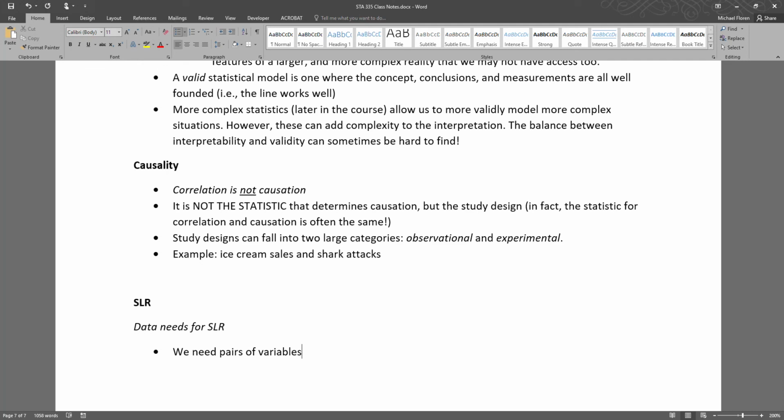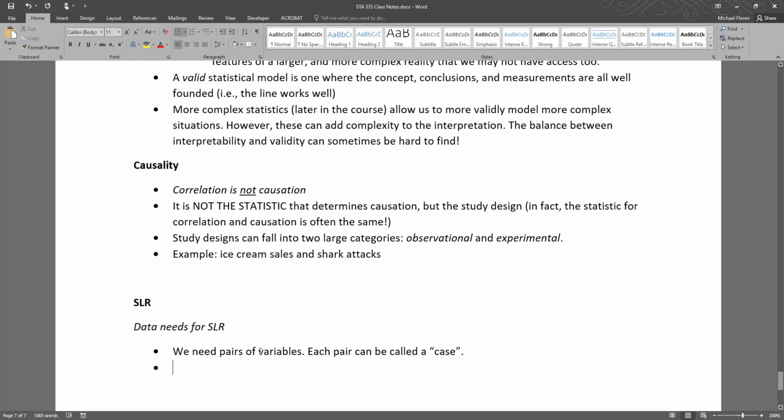So each pair can be called a case. Think about if we're looking for the relationship between the height and the weight of someone. We need pairs. We need a height and a weight pair that both come from the same person. If we're looking at the relationship between height and weight, then each observation of those two variables should come from the same case.